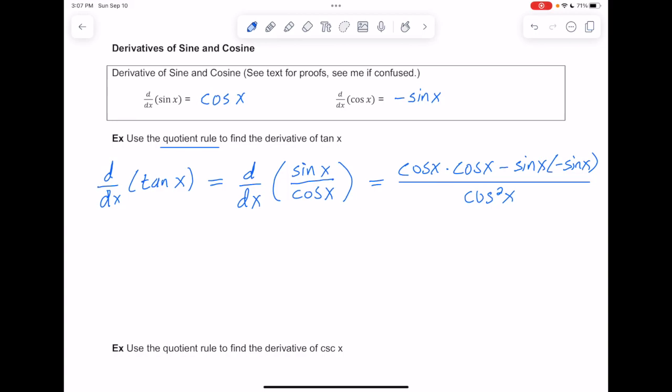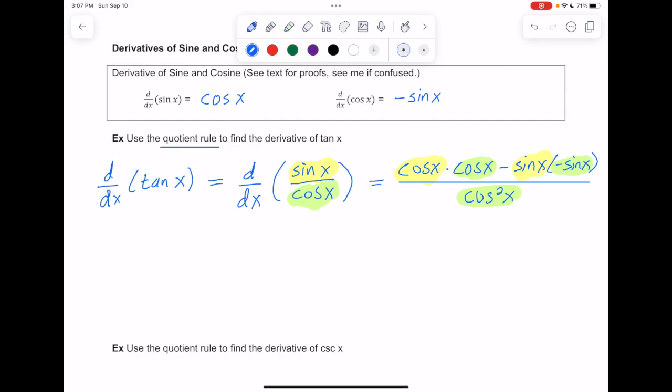So just kind of showing you the quotient rule in action. Here was our numerator, and we took the derivative of that numerator, and then we left that alone over here. And then here was our denominator, which got left alone in the first part of the quotient rule, but we took its derivative in the second piece, and we squared it in the denominator.